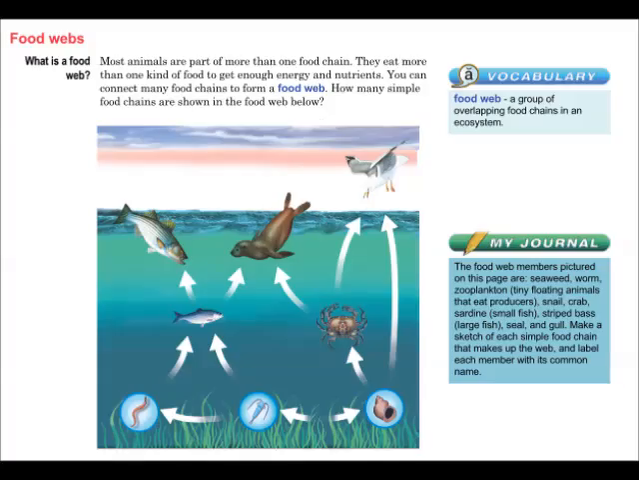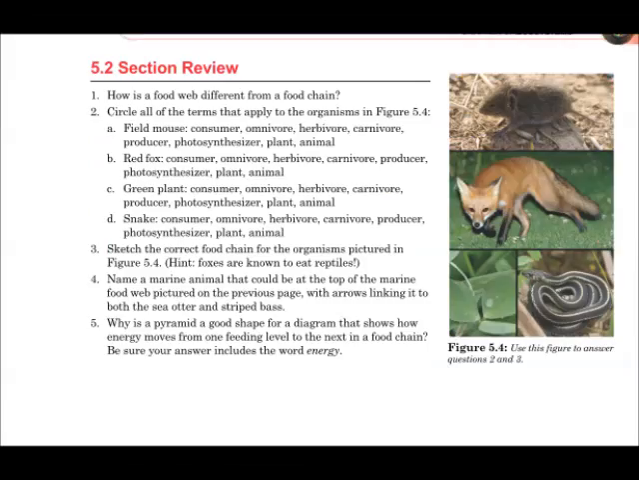Most animals are part of more than one food chain. They eat more than one kind of food to get enough energy and nutrients. You can connect many food chains to form a food web. How many simple food chains are shown in the food web below?